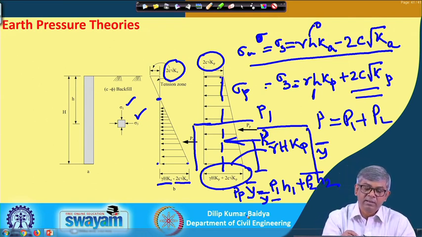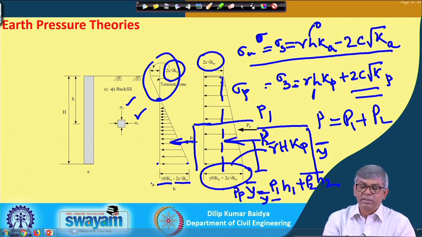Similarly, for this case, generally the negative part we ignore, we find the area of this diagram, and this will be acting at 1/3 height from the base of the triangle. So, that is the way one can find it.